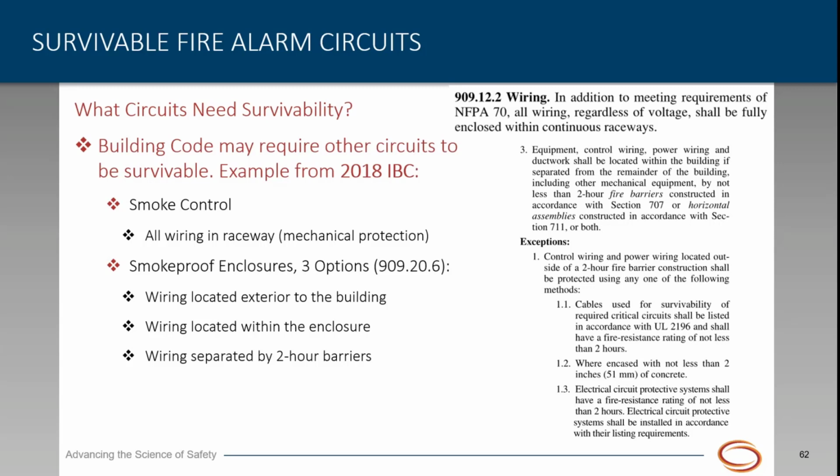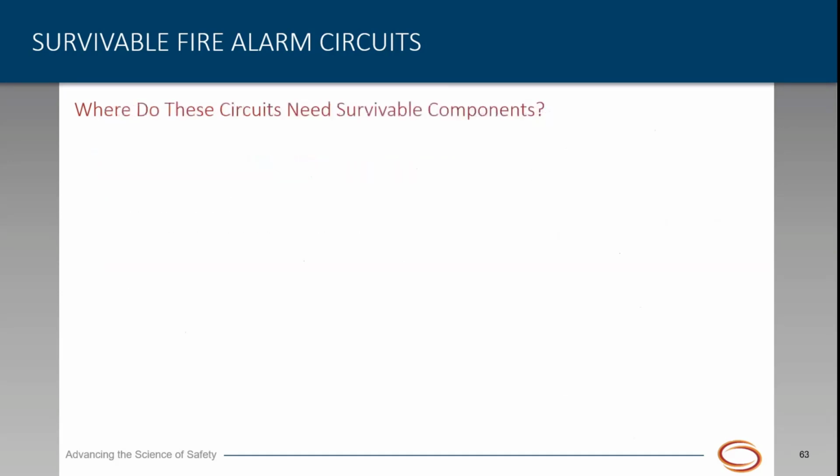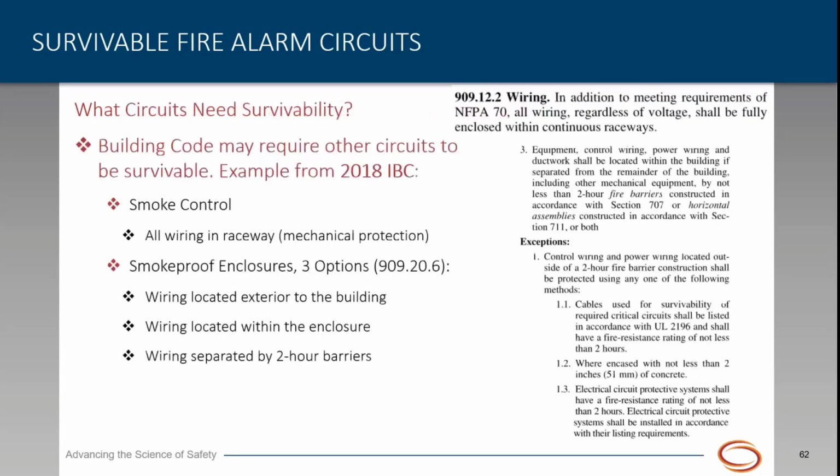Then for smoke-proof enclosures, which is our stairs and our hoistways, Section 909.20.6 gives you 3 options for control wiring. Wiring located on the exterior of the building, which is probably not going to happen. Wiring located within the 2-hour rated smoke-proof enclosure, which in most cases does not occur. And wiring located in a building but separated by a 2-hour barrier or assembly, and that's usually the one that is selected. And you can see in the requirement, it's referring to the UL 2196 rating, so it's talking about survivable cable.